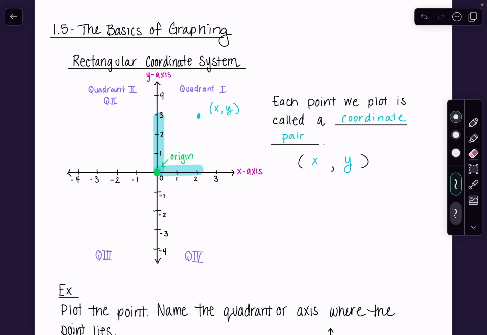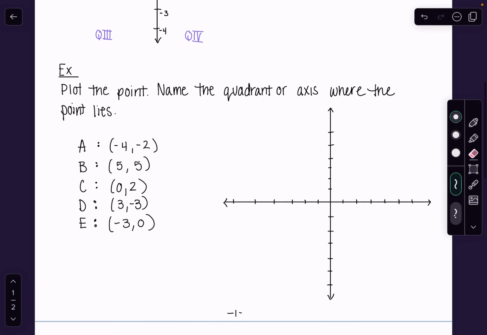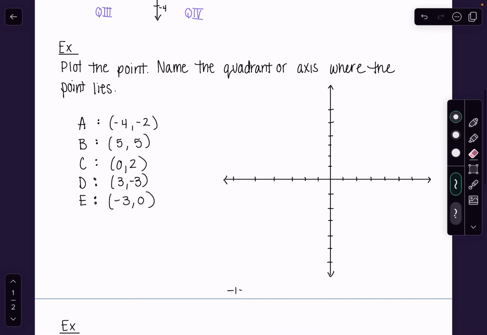So let's try to get some practice just plotting some points. And after we plot them, we're going to name the quadrant or axis where that point ends up lying. So before I even start, I need to go ahead and label everything. I'm going to start just by labeling my quadrants. This is quadrant 1, quadrant 2, quadrant 3, and finally quadrant 4. This is my x-axis, and this is my y-axis.